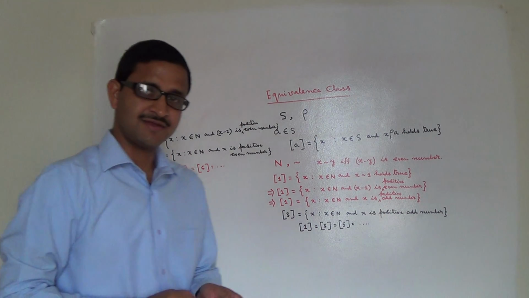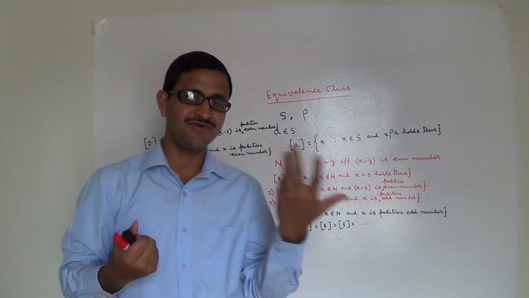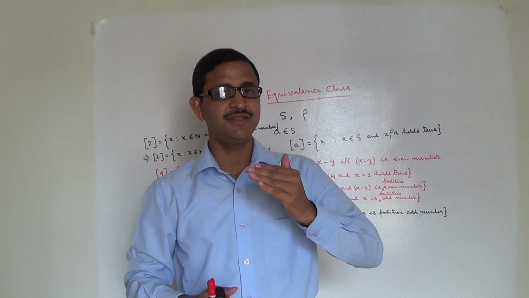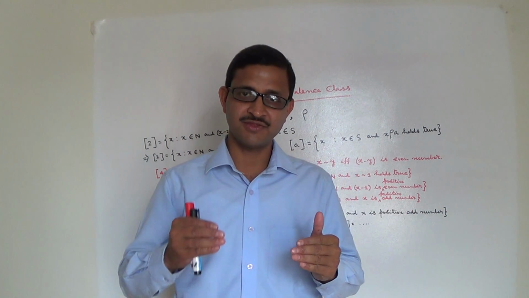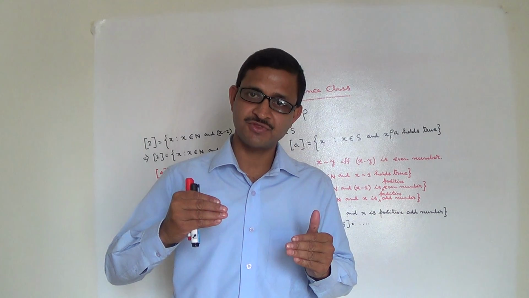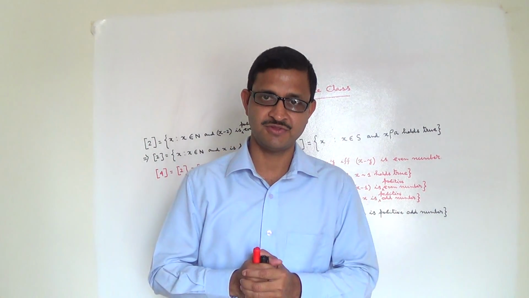So what we see is that the set of all equivalence classes is classified into two things. One is the equivalence class represented by all the positive odd numbers, and the other is the equivalence class represented by all the positive even numbers.